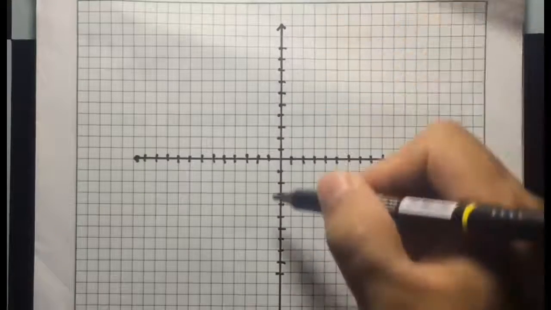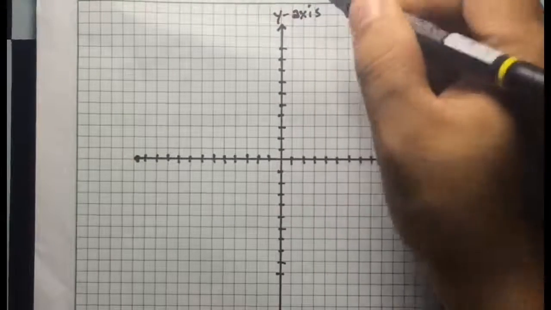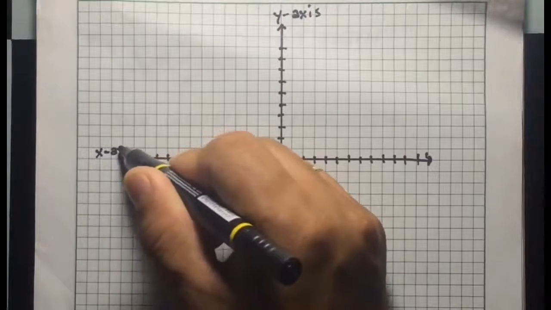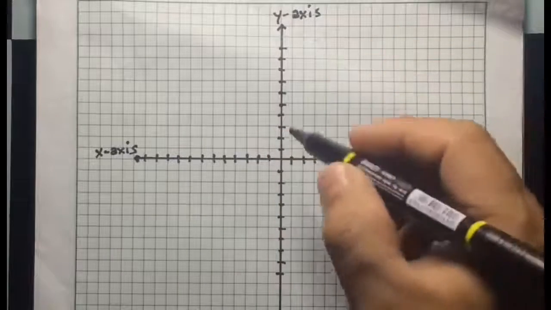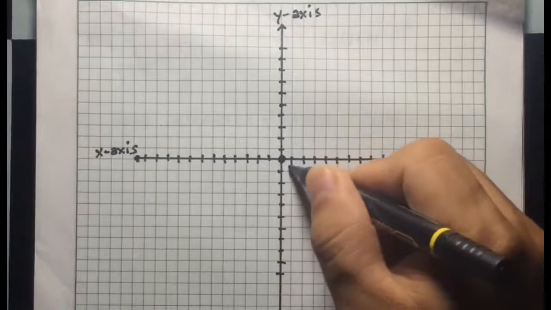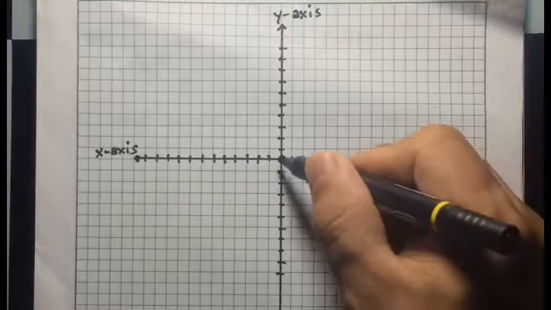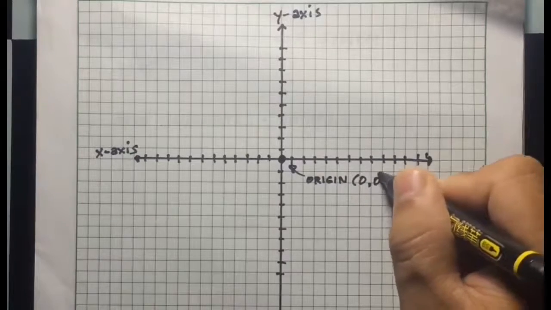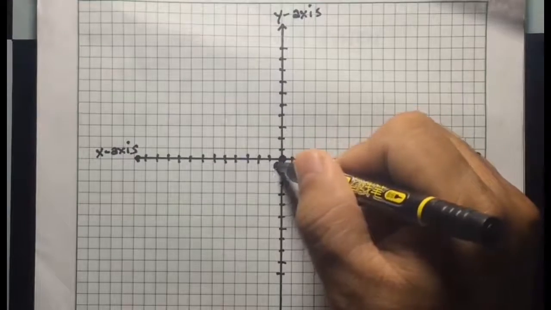So this vertical line here is called the y-axis, and the horizontal line here is the x-axis. Then these two perpendicular lines meet at this point. This point here is called the origin. And the coordinates of the origin are (0, 0). So the center here is 0.